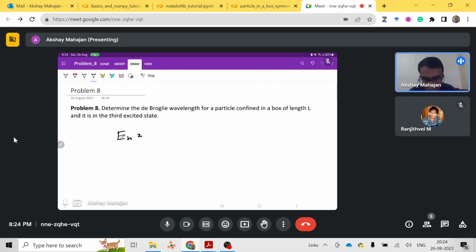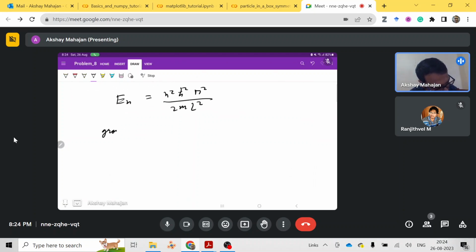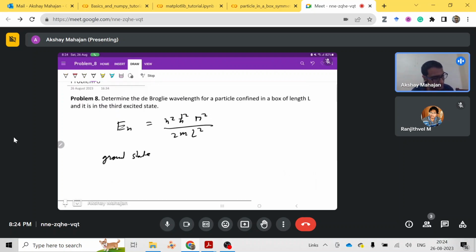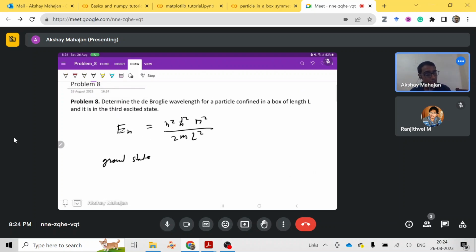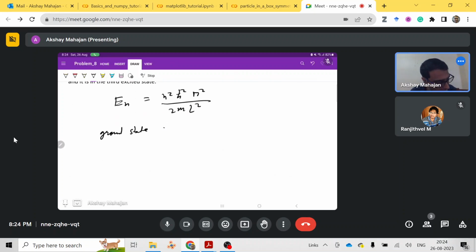Again we have En. We know En is equal to n squared h bar squared pi squared by 2mL squared, where L is the length of the box. Now, as we have seen earlier, when we say third excited state, that doesn't actually mean n equals 3. So we know that ground state means n equals 1. Let me write this in blue, so that it is important.